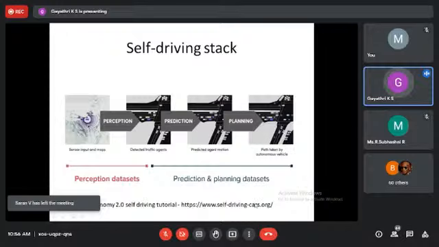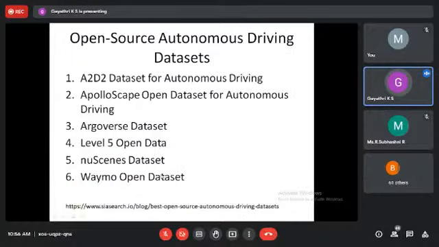This is from a very standard repository. I've just taken this diagram. There are two aspects of data, and it is open source. Whatever data sets I'm listing here are open source data sets. Then there are the Apollo Scape Open data set, the Argoverse data set, and Level 5. Waymo is a Google data set where an autonomous car could be designed. And this particular site tells you there are a lot more data sets available.